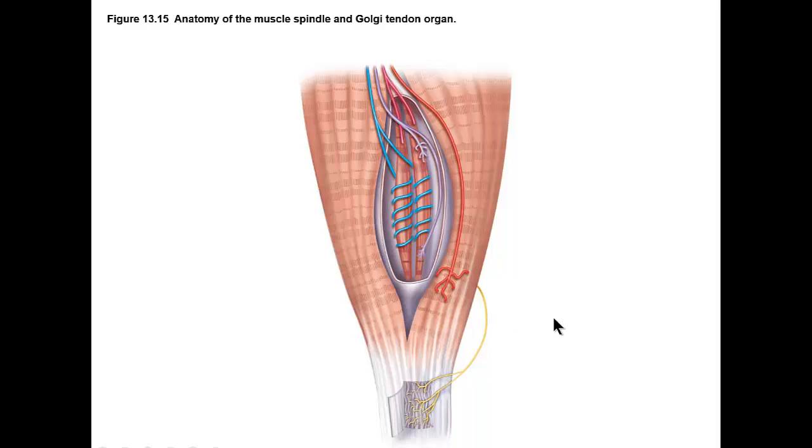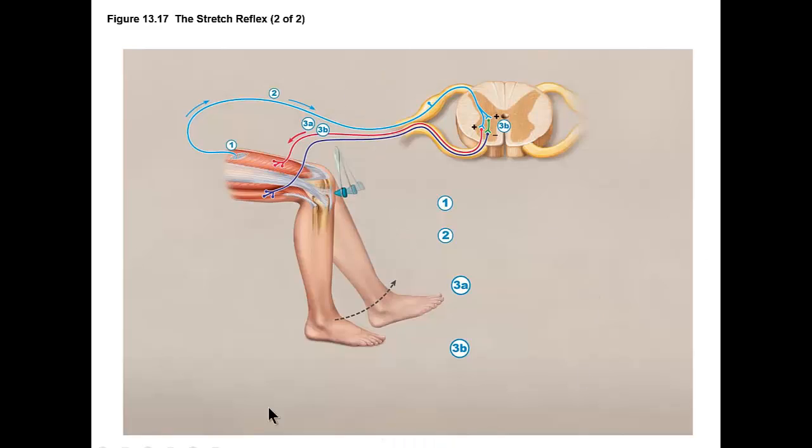So when I tap on the patellar tendon of the quadriceps muscle, it comes down, goes over the patella and attaches to the top of the leg, to the tibia, right? So when I tap on that tendon, that causes a stretch in the intrafusal fibers. So let's label what's going on here. When I tap on the patellar tendon, that's what's happening at number 1.